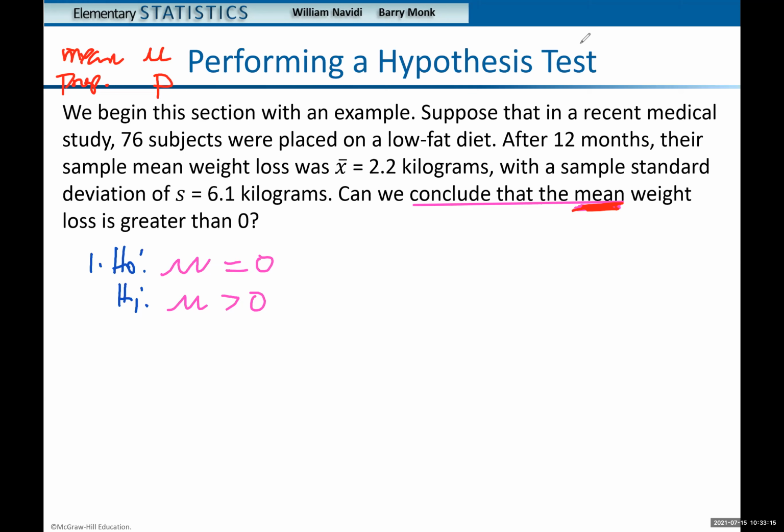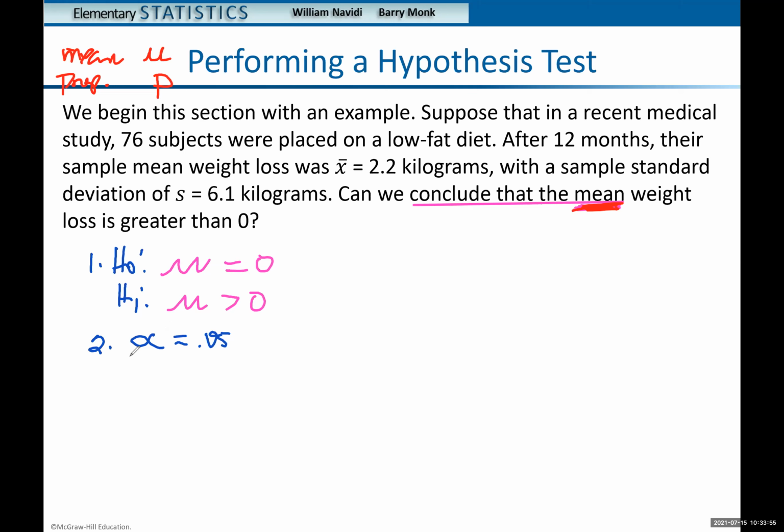Okay. Any questions with that? H1? No. Okay, what is step number 2? Level of significance, alpha. Do we have an alpha given? No, I don't think so. So what do we use? 0.05. Very good. So you just have to write 0.05 like this.